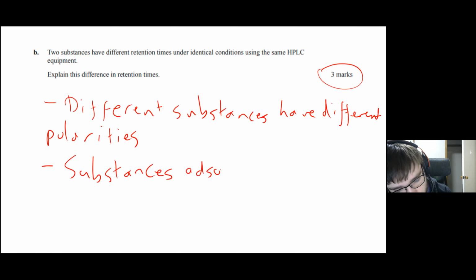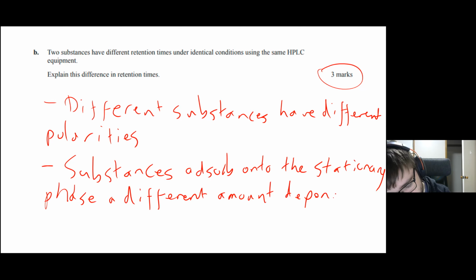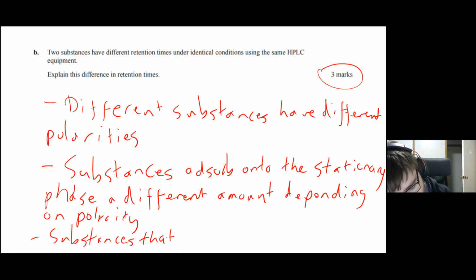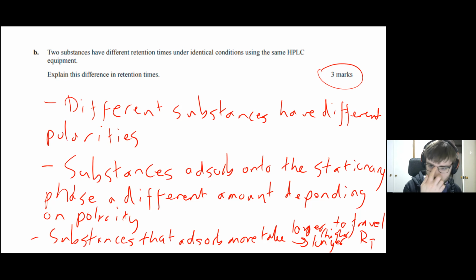Substances adsorb onto the stationary phase a different amount, depending on polarity. And therefore, substances that adsorb more take longer to travel through the column, and therefore have longer or higher retention times. So basically, you could also just have an example one here if you wanted to talk about ethanol and dodecanol and compare them there.